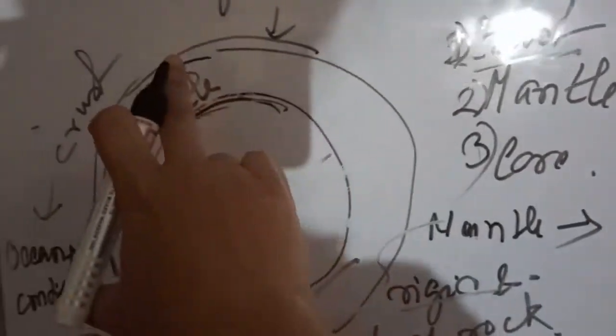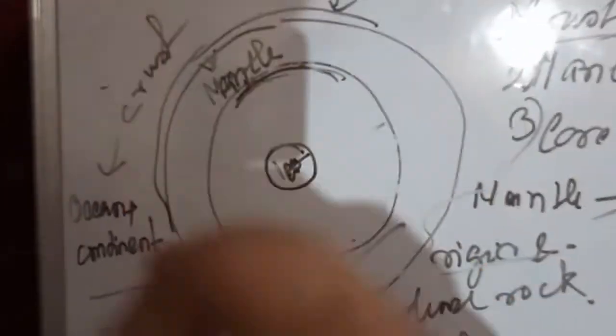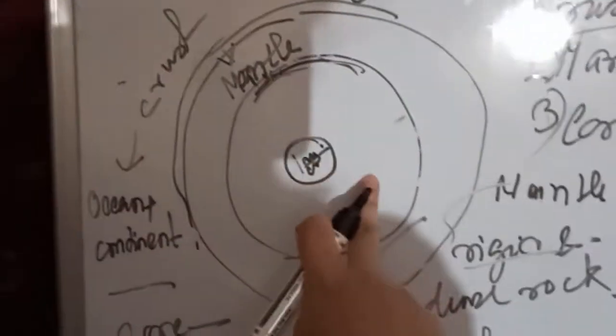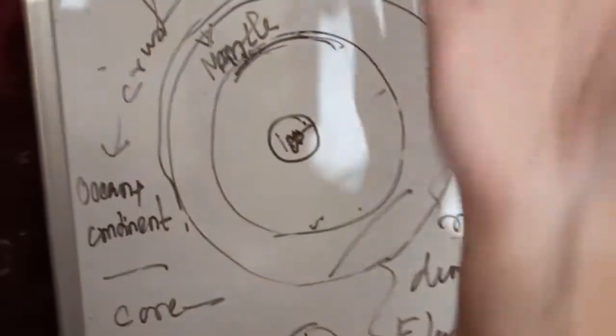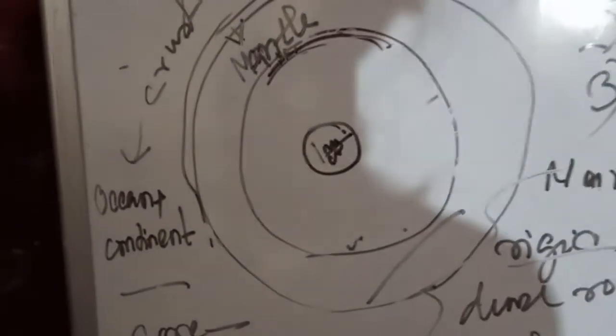In this inner core the pressure is very high. As a result of that, it is solid in nature. So this is all about the three layers of the earth, that is the crust, mantle and core. I'm going to go into details about these three layers in the next video. This is basically an introductory video based on the interior of the earth.